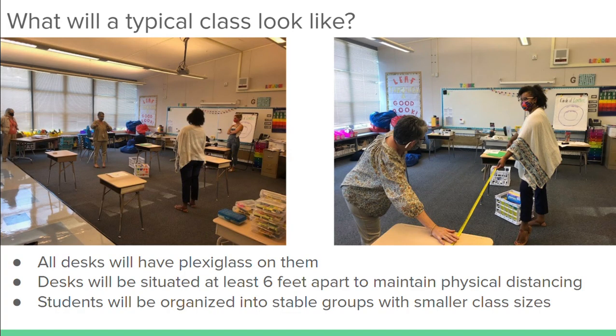This is what a typical classroom will look like. So all desks will be situated at least 6 feet apart to maintain that physical distancing. They will also have plexiglass on them, and students will be organized into stable groups with smaller class sizes as well.